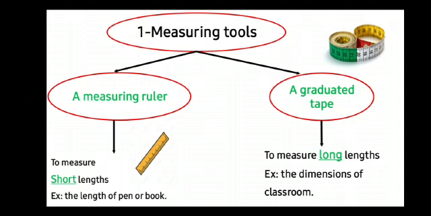The second tool is for long length. It's used to measure long length. It's called the graduated tape. It's used to measure the length of long objects or long length, like the dimensions of the classroom. If I want to measure the length of the classroom, will I use the ruler? No, I will use the graduated tape.